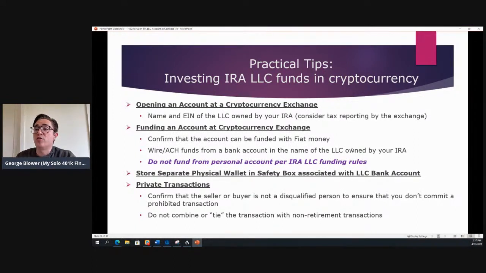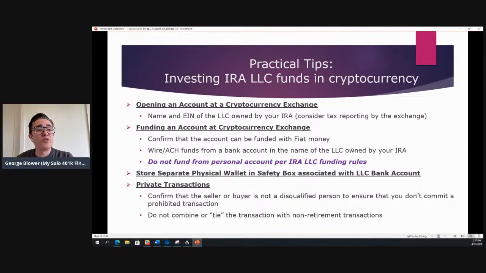Physical wallet storage of cryptocurrency. You would do that at that LLC bank account, so in a safety deposit box associated with that LLC bank account. That's, again, another good reason to have that LLC bank account. It gives you that access to the safety deposit box.